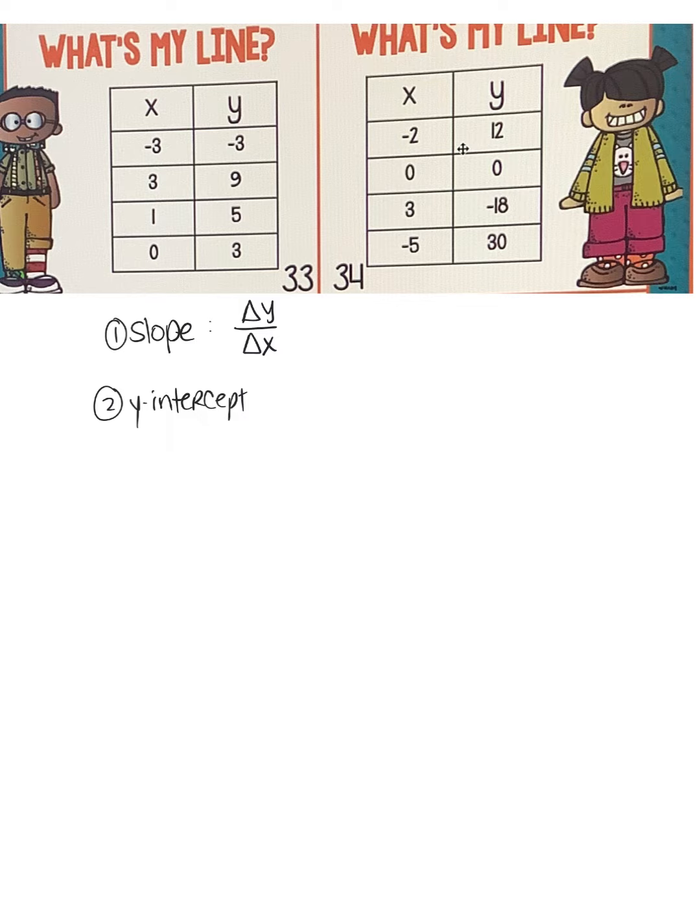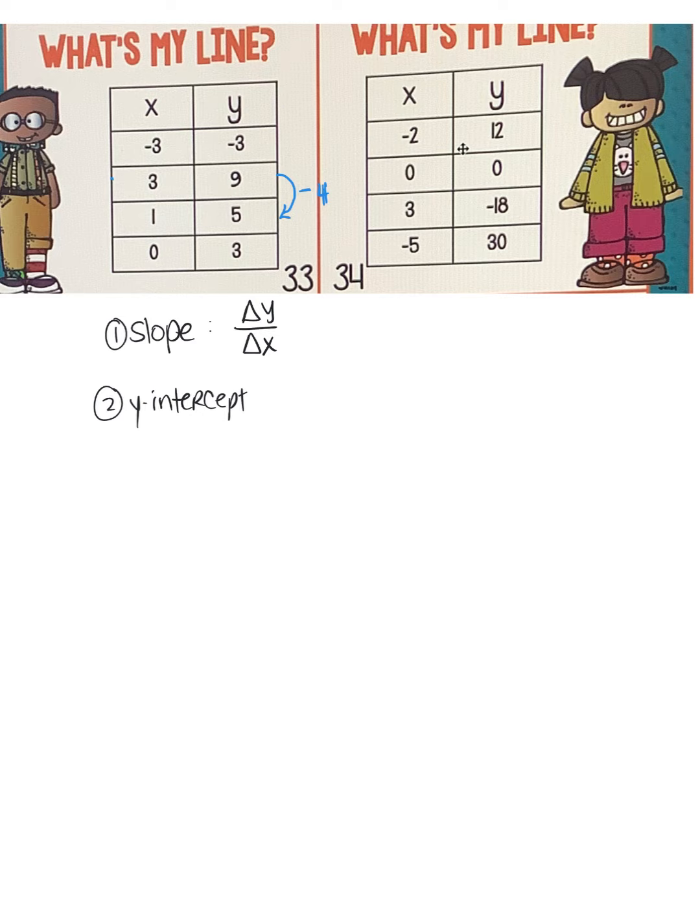I don't like to look at the negatives. They make me a little nervous, so I'm going to go here. To go from 9 to 5, it got smaller. So it's negative, and it got smaller by 4. And that happens every time, does it? No, it doesn't happen every time. So you have to be careful which two you're picking.